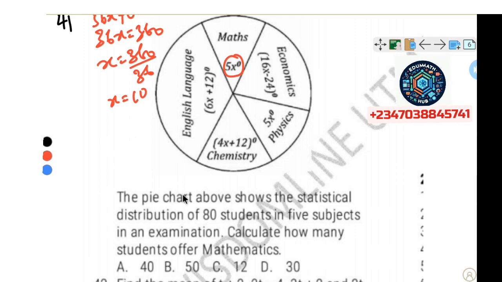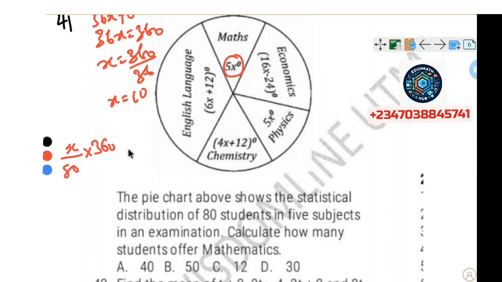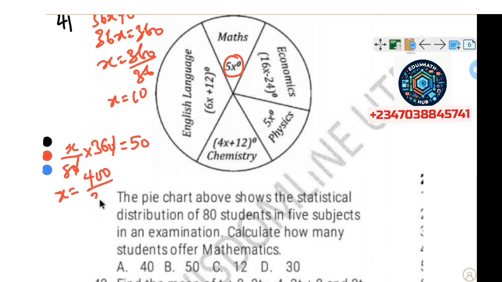So we insert it into the formula to get the number of students that are offering mathematics. So let that be x. So you have x divided by the total number of students, that's 80. Multiply this by 360. Then this should be equal to the angle. The angle here is 50. 360 because this is a pie chart. The sum of angles in the pie chart is 360. So if you do this calculation, you should have x equals 8 times 50, that's 400 divided by 36. So this will be 9. This will be 100 over 9.